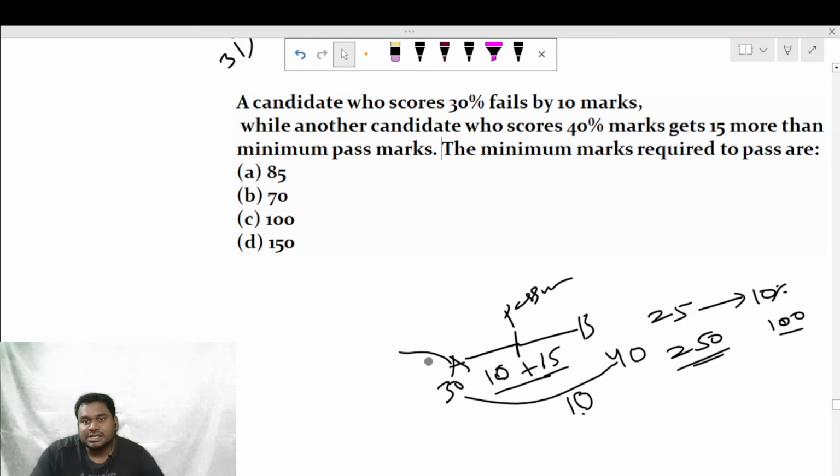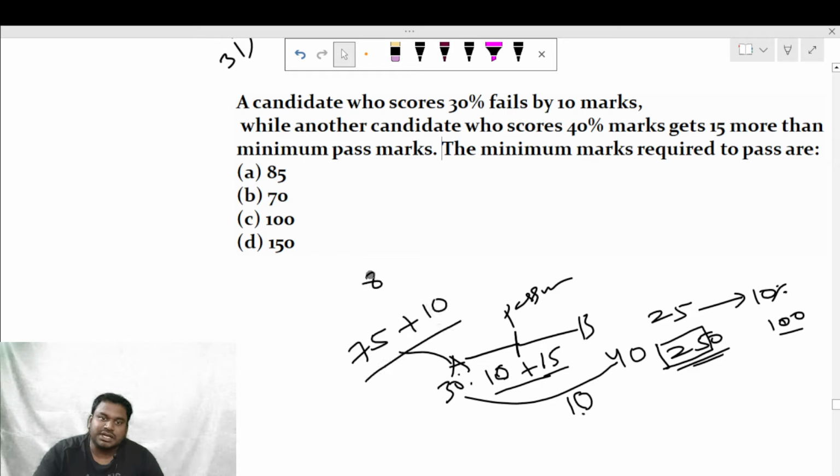A got how many marks? 30% marks, but failed. What is 30% out of 250? 10% is 25, so 30% is 75. But he failed by 10 marks, so add that 10. If you get 85, then you will pass. So the pass marks will be 85.